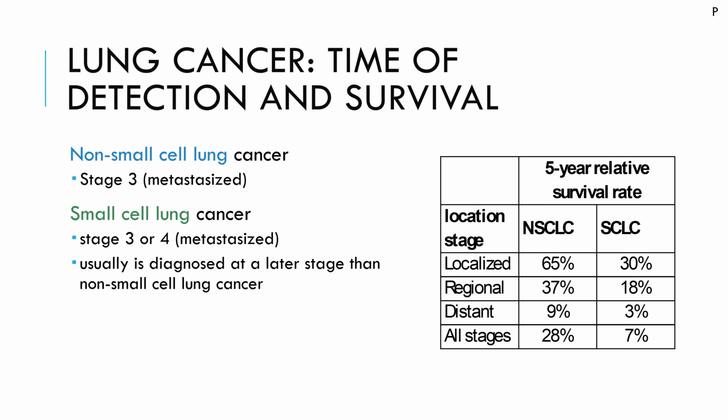We'll proceed on to this one. Thank you, Paul. Okay. So if you ask the question, when is lung cancer detected? And what happens in terms of detection and survival? Non-small cell lung cancer is usually detected by stage 3. Stage 3, it's already metastasized. Small cell lung cancers typically are diagnosed at stage 3 or 4. Again, they've already metastasized.